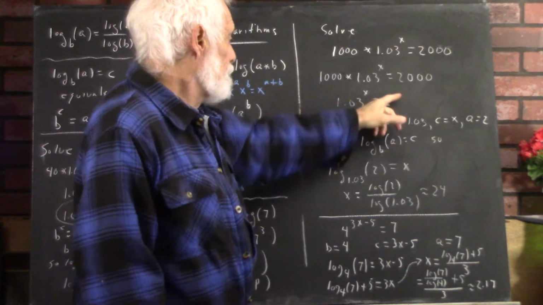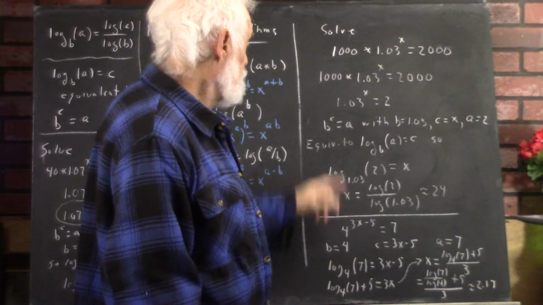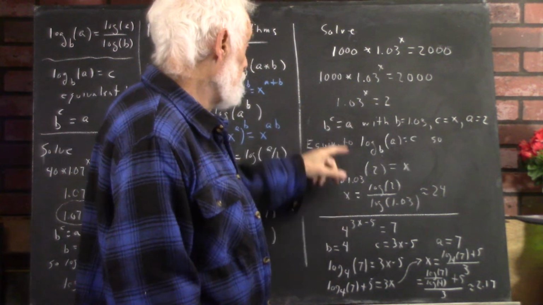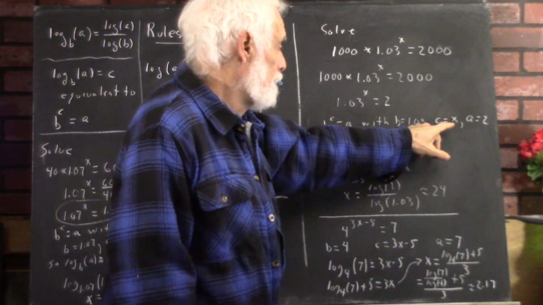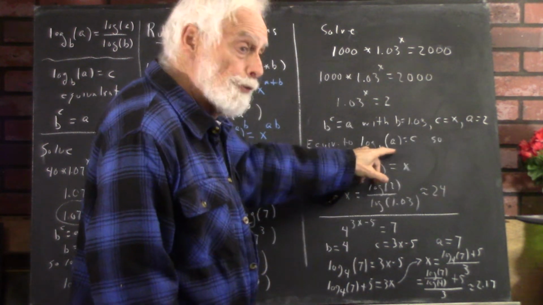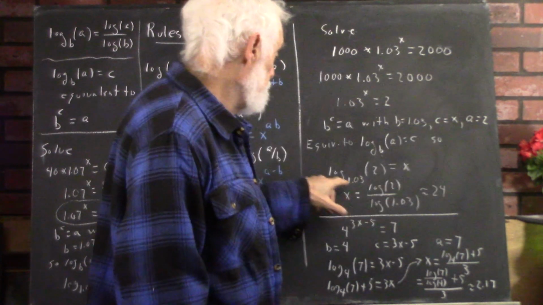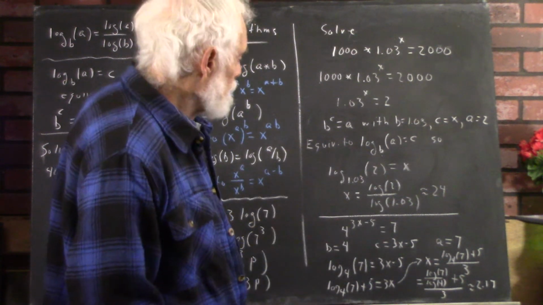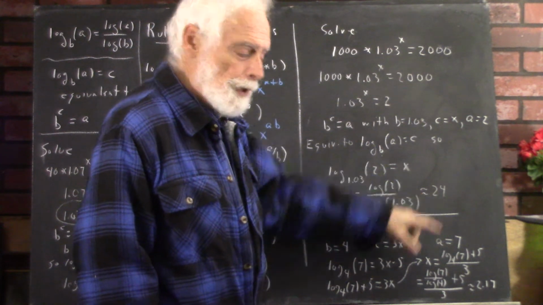We divide both sides by 1,000, we get 1.03 to the x equals 2. Well, that's in the form b to the c equals a. B is your base, that's your 1.03. C is your exponent, and a is 2. So b is 1.03, c is x, a is 2. That's equivalent to this form. So we write this form with these values of a, b, and c, and we get log base 1.03 of 2 equals x, so that x is log of 2 over log of 1.03. It's approximately 24.